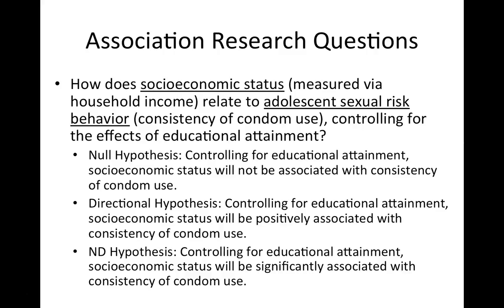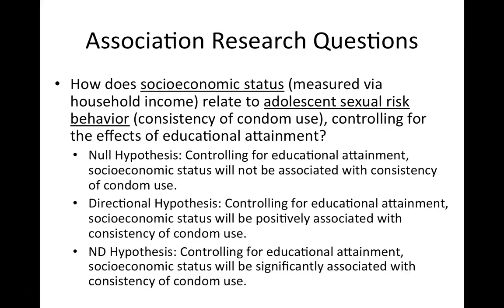A potential directional hypothesis would be that controlling for educational attainment, socioeconomic status will be positively associated with consistency of condom use, such that the higher your income, the more consistent you will report using condoms. A non-directional hypothesis could be that controlling for educational attainment, income will be significantly associated with consistency of condom use. And so we're not speculating the direction of that. It could be positive, such that as income goes up, consistency of condom use goes up, or it could be a negative association, such that as income goes up, the consistency of condom use goes down, it becomes more inconsistent.